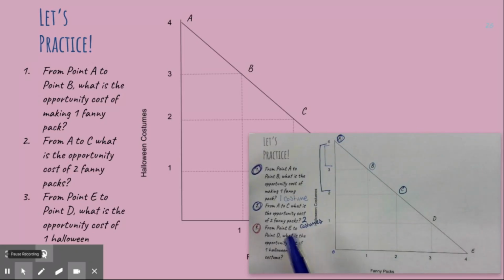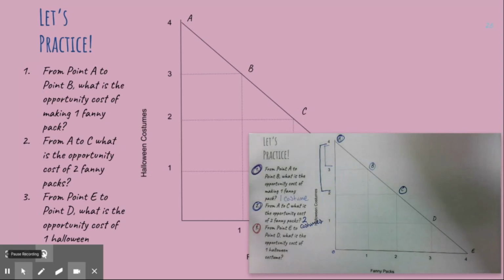So 2 costumes. Every time we do a PPC or graphing and it asks us a question, we need to label what the answer is. I can't just say 2, because then I'm going to be like, 2 what? 2 dogs? 2 cats? 2 tickets to a Green Bay Packers game? No, I have to label 2 costumes.